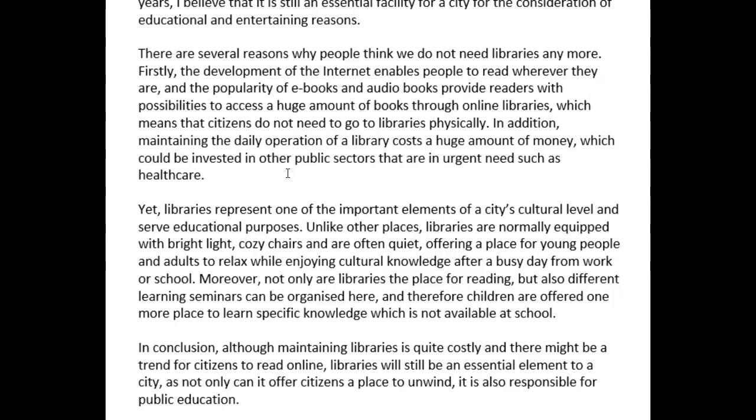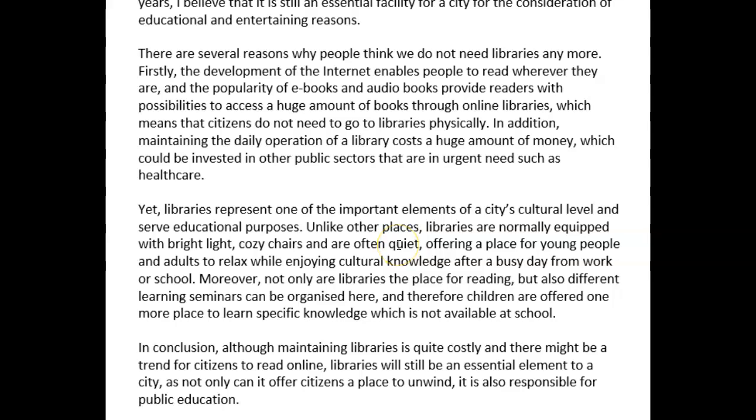So you could have said, thus, the necessity of libraries has come into question, thanks to the means that we have available today. So something like that would have been good. It just essentially clarifies, sums up the paragraph, and that would have been nice. Yet, libraries represent one of the important elements of a city's cultural level and serve, okay, good, educational purposes.